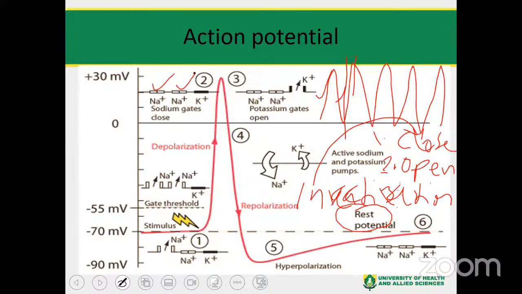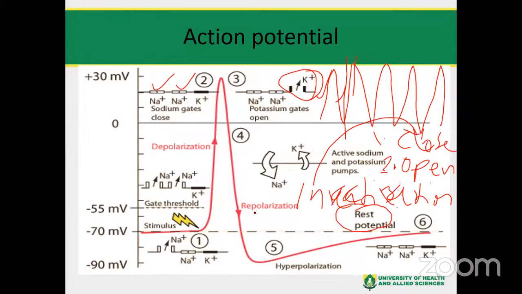And then at that level to number 2, the potassium ion channels, look at this here, they are starting to open. And as they are opening, potassium is moving out of the cell. When it is moving across the plasma membrane, it will be driving the membrane potential downward from here. And they will call that one repolarization.